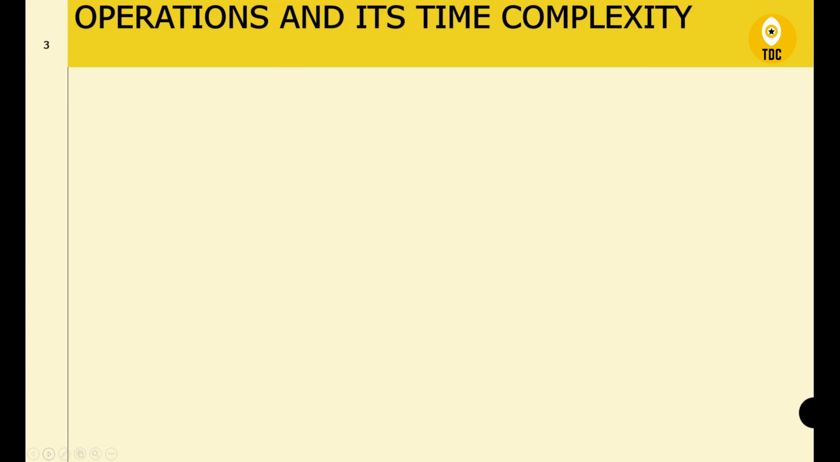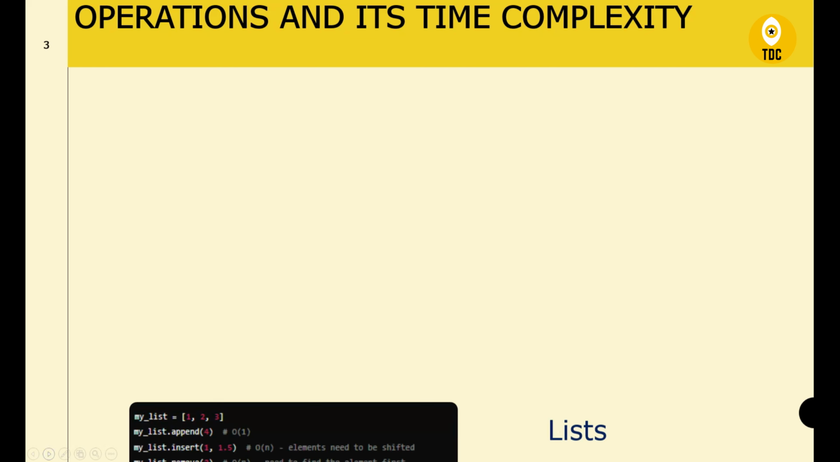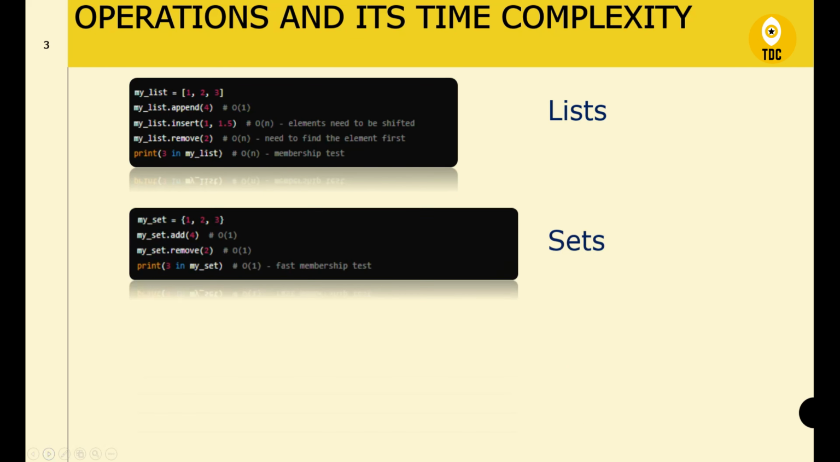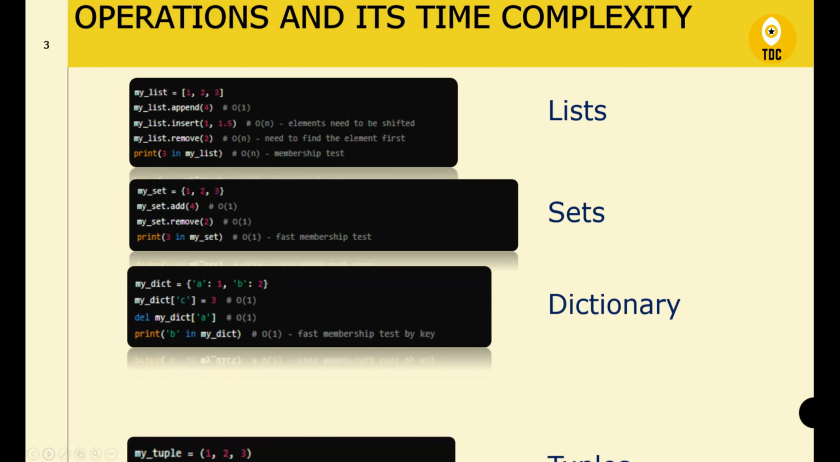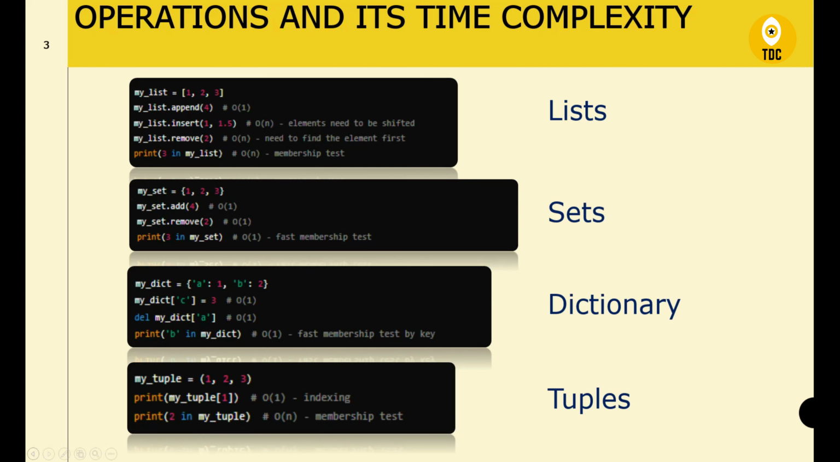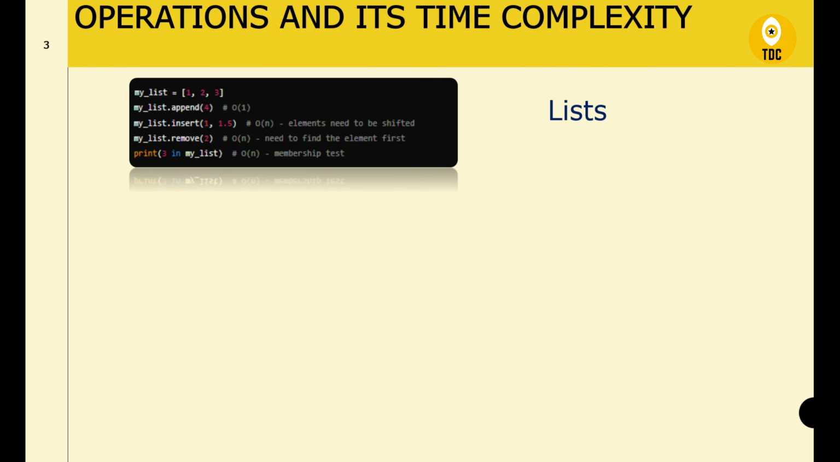Now let us see the operations and their time complexities. When we say operations, we have lists, sets, dictionaries, and tuples. But let us take a list first as an example here.